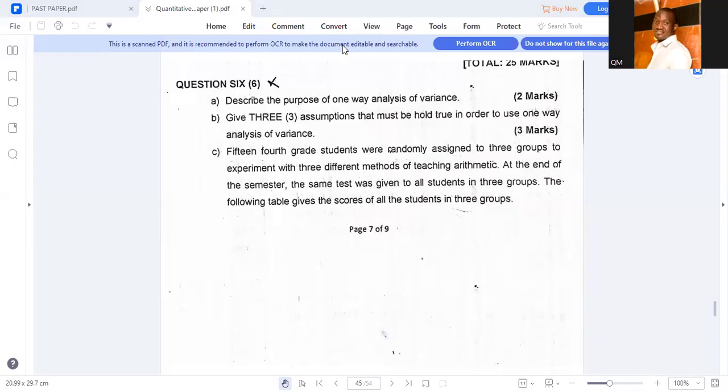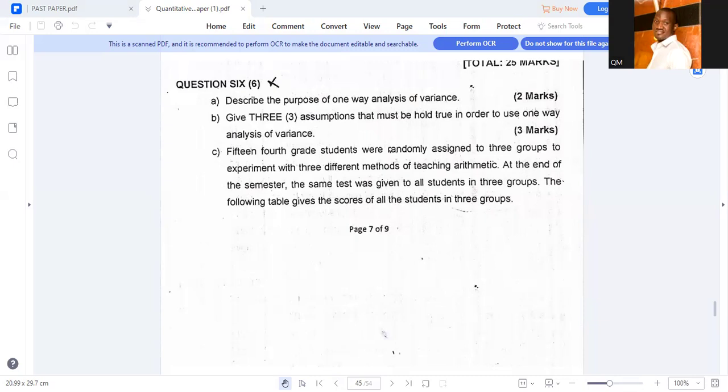Session will be ANOVA. So we are going to combine both the theoretical part and the calculation part. I'll be as basic as I can so that you're able to understand fully what is involved. So what is ANOVA? What is the purpose of ANOVA? And what are the key assumptions under ANOVA? I must submit to you that ANOVA is the easiest topic in this course.